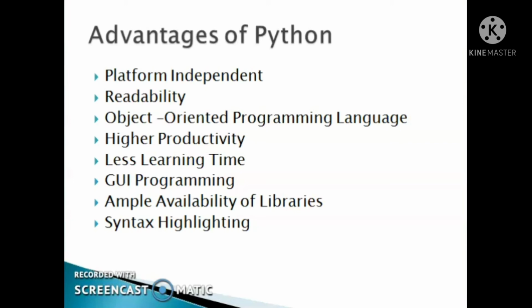GUI programming. Python supports graphical user interface applications that can be created and ported to many system calls, libraries, and Windows systems such as Windows MFC, Macintosh, and the X Windows system of Unix. Ample availability of libraries. It provides large standard libraries to solve a task. Syntax highlighting. It allows you to distinguish between input, output, and error messages by different color codes.